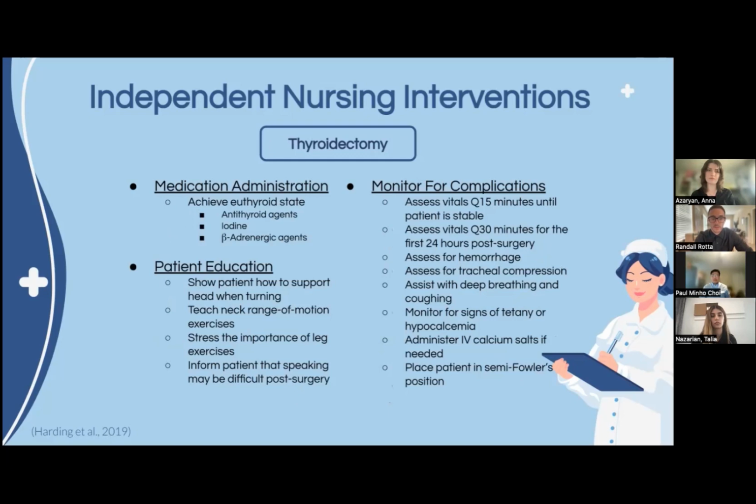Next slide, please. Now on to patients undergoing a thyroidectomy. Interventions for thyroidectomy include medication administration, patient education, and monitoring for complications. Medications are similar to patients with acute thyrotoxicosis with the addition of iodine. Iodine helps achieve a euthyroid state prior to surgery and helps reduce possible hemorrhage.